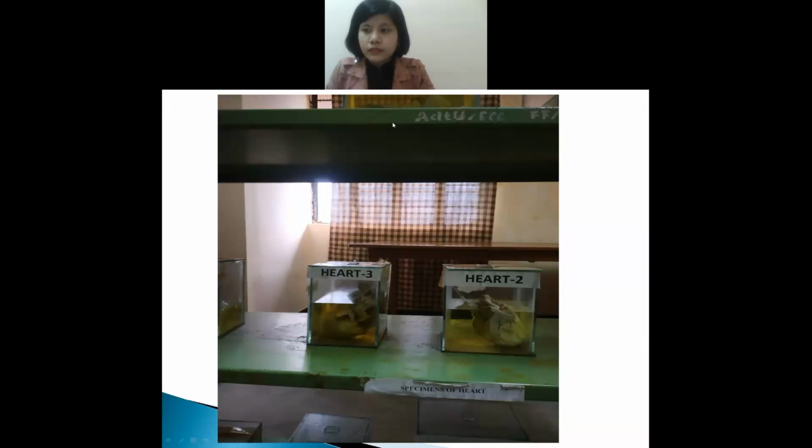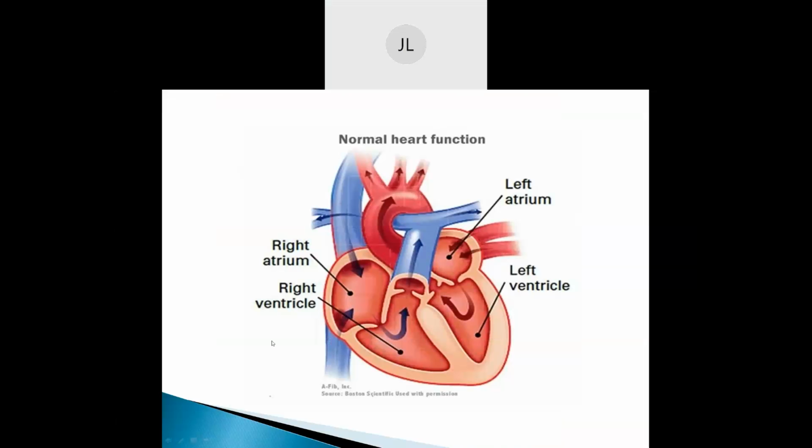Pardon, ma'am? No, you don't say remove, you say supply. They supply oxygenated blood to the different parts of the body. Is it clear? Yes, ma'am.